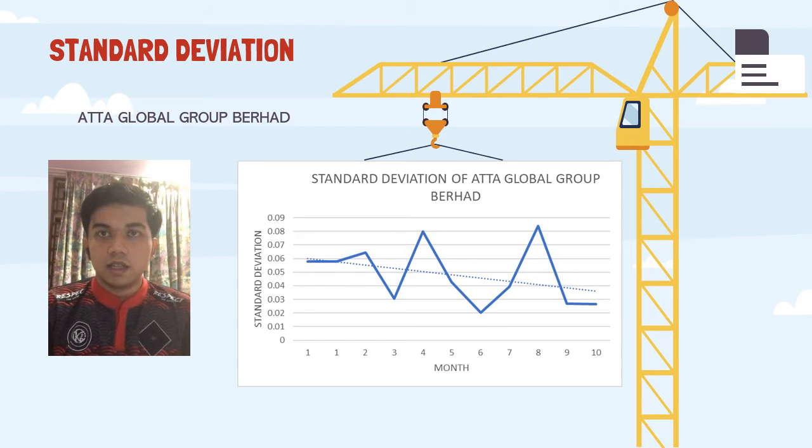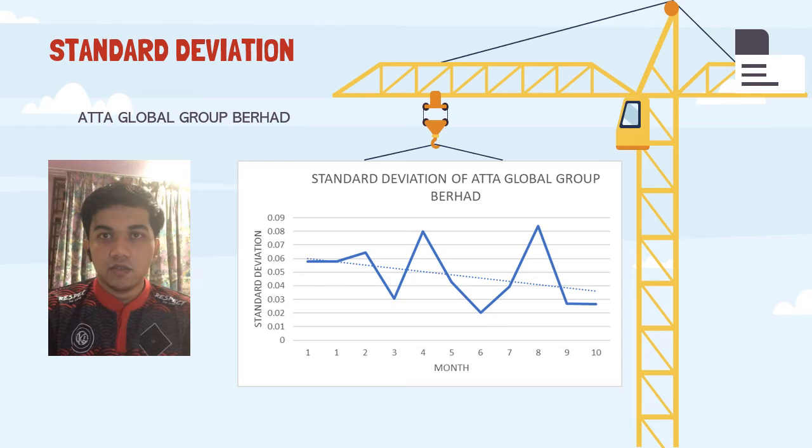Next is the standard deviation of ATTA Global Group Berhad. From early January to February, the graph shows a slight increase in the value of standard deviation of ATTA Global Group Berhad. The graph then shows an increasing trend in March and April. The graph reached its peak in August.